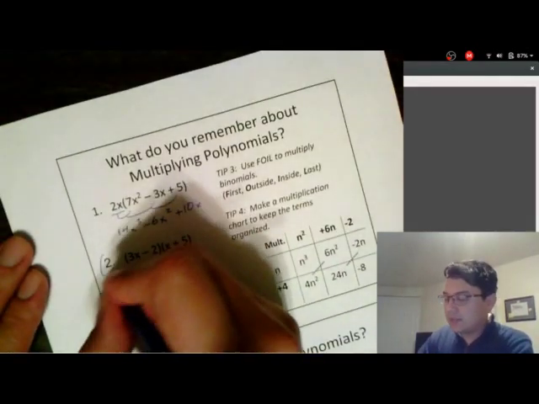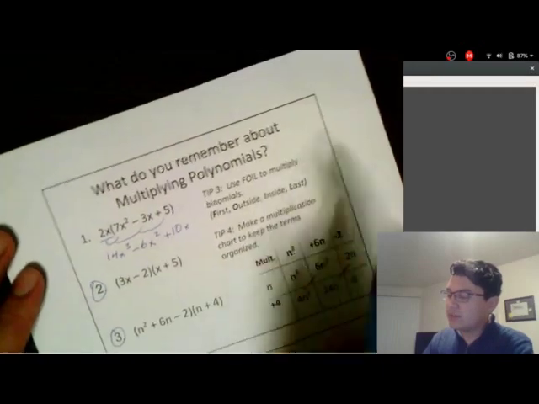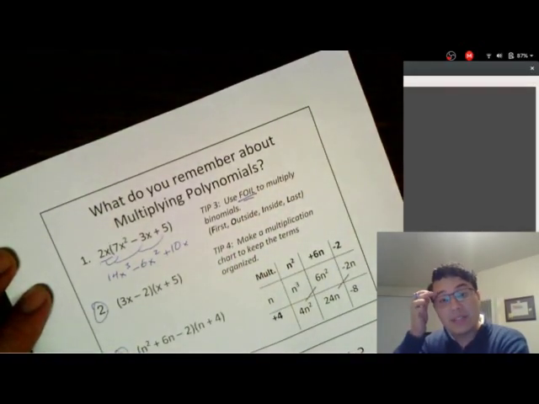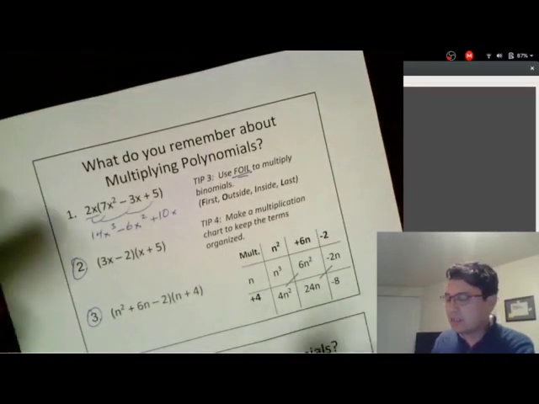Now we're going to harken back to some stuff that you guys probably did in Algebra 1 theoretically. So for number 2 here, this is what we call a FOIL problem. That stands for first, outside, inside, last. There's several ways to do this. Some people call it the rainbow method and stuff, but it's all the same thing.